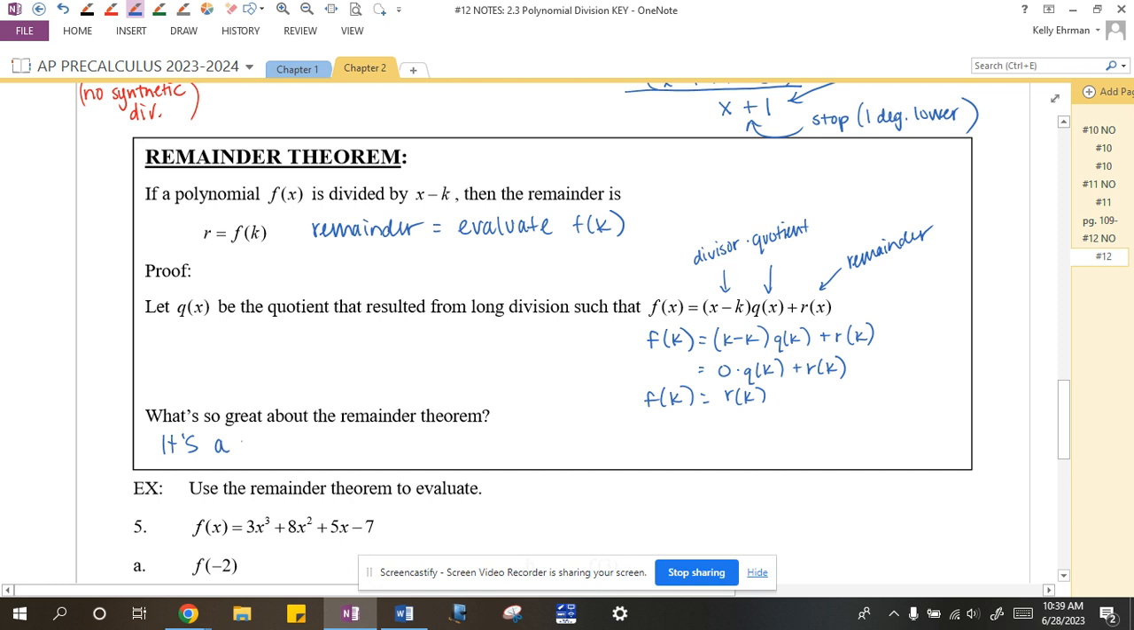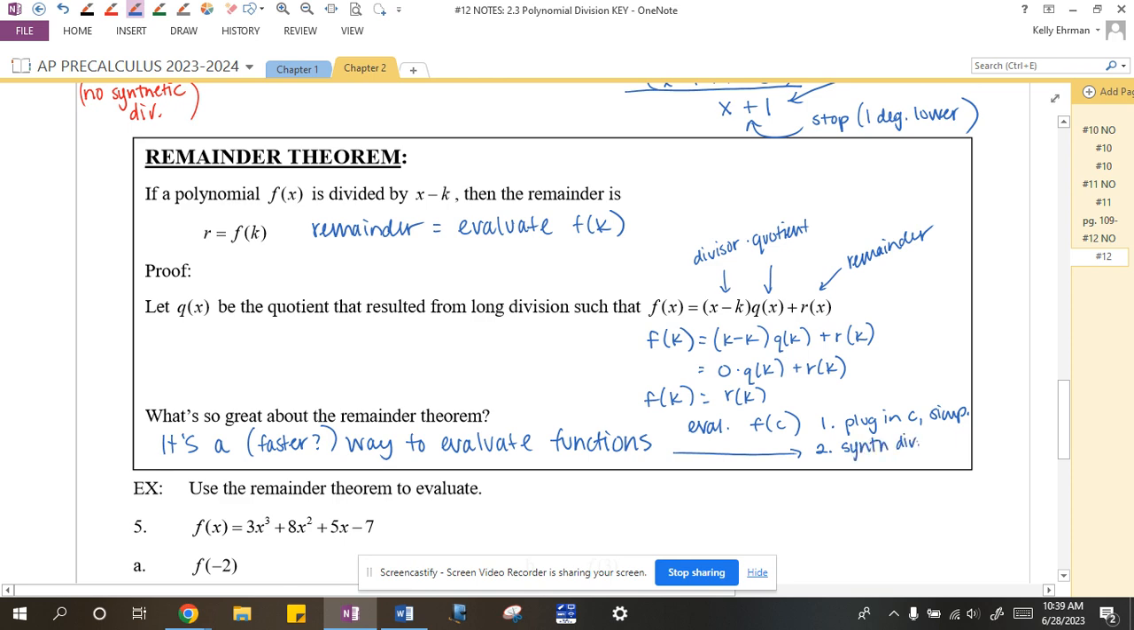So what's so great about the remainder theorem? It's a sometimes faster, kind of depends, but sometimes faster way to evaluate functions. So now when you see evaluate f of c, one way is the old way, plug in c, simplify. The new way is to do synthetic division with c on the outside, and then the remainder spot is equal to f of c.